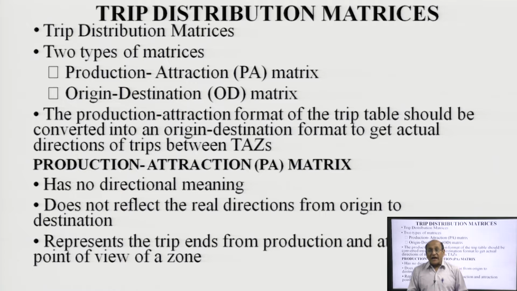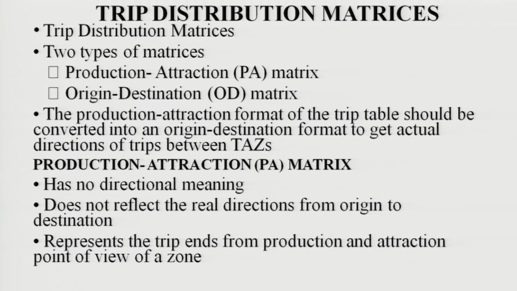The production and attraction PA matrix has no directional meaning, means whatever the trip produced or attracted have no direction, does not reflect the real direction from the origin and destination, represents the trip ends from production and attraction point of view of a zone.